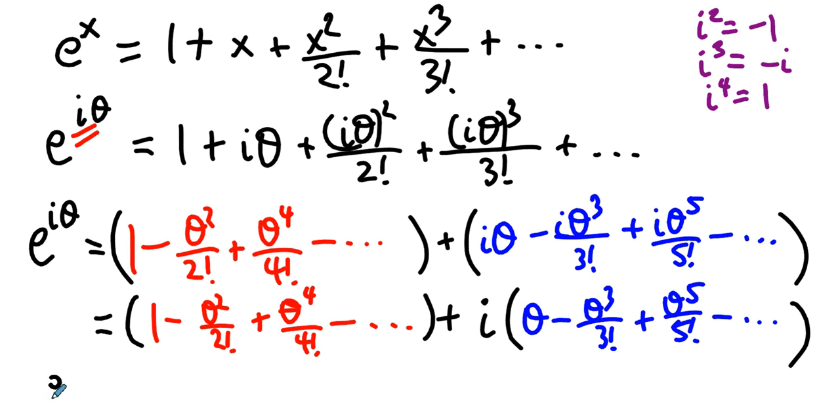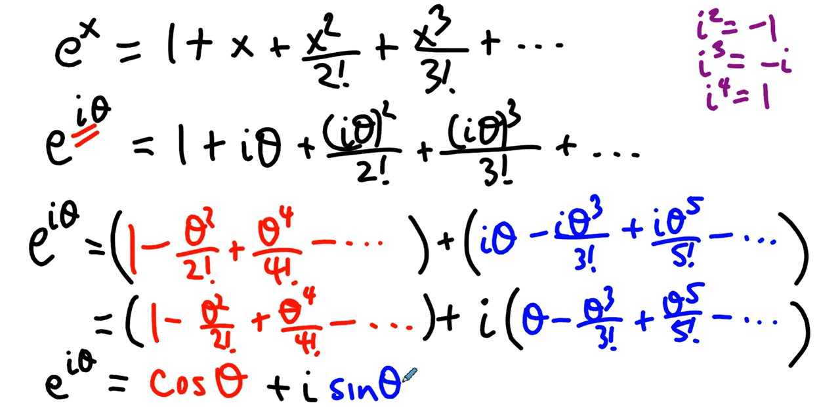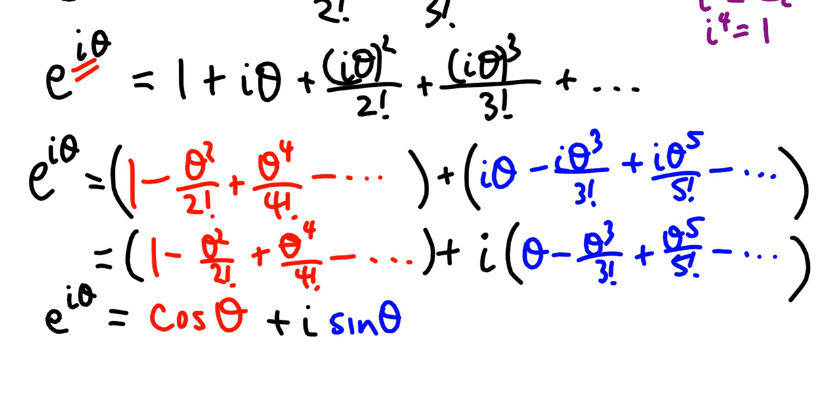So take a moment and think about, what's the red series? What's the blue series? Boy, I hope you remembered that the red series is cosine. And I hope you remembered that the blue series is the series for sine. And so Euler has this relationship that connects exponential functions with trig functions using imaginary numbers.